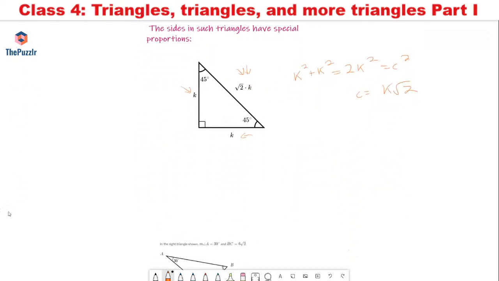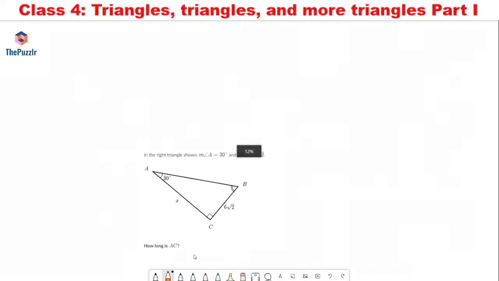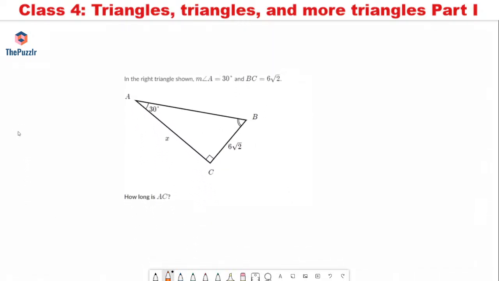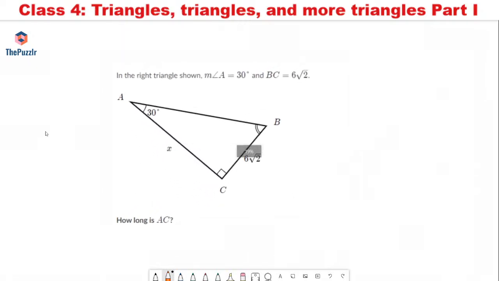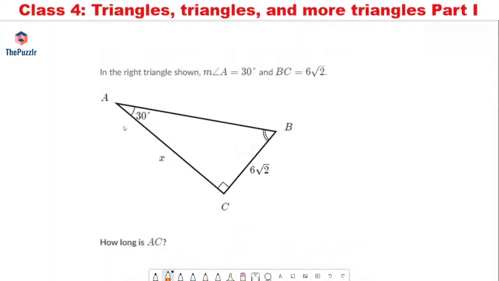Okay, let's try some problems, right? If you understand this concept, these problems are going to be super easy for you. But we're still going to do a few problems just to get the concept down. So in the right triangle below, measure of angle A is equal to 30 degrees and BC equals 6 square root 2. So they don't give us two legs this time, only one leg and an angle. But that's enough, that's all we need. How long is AC?